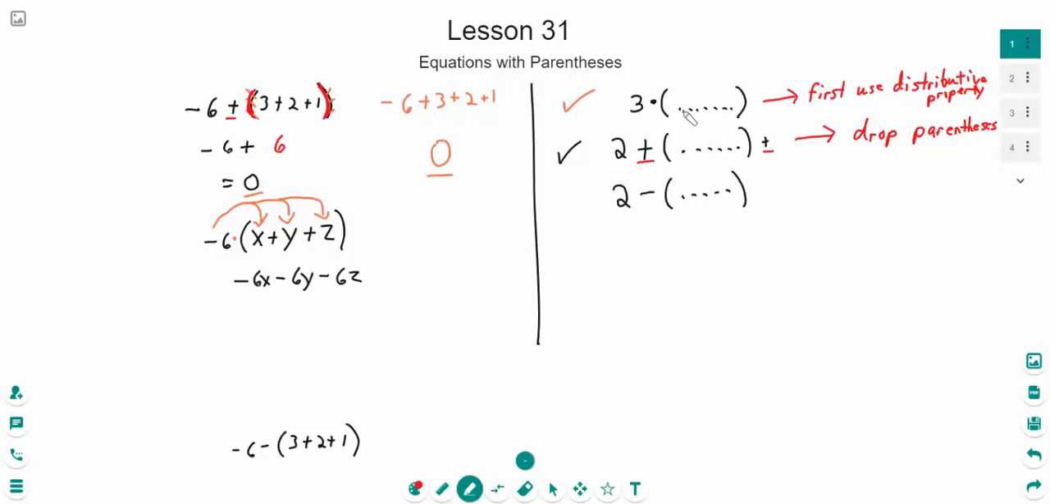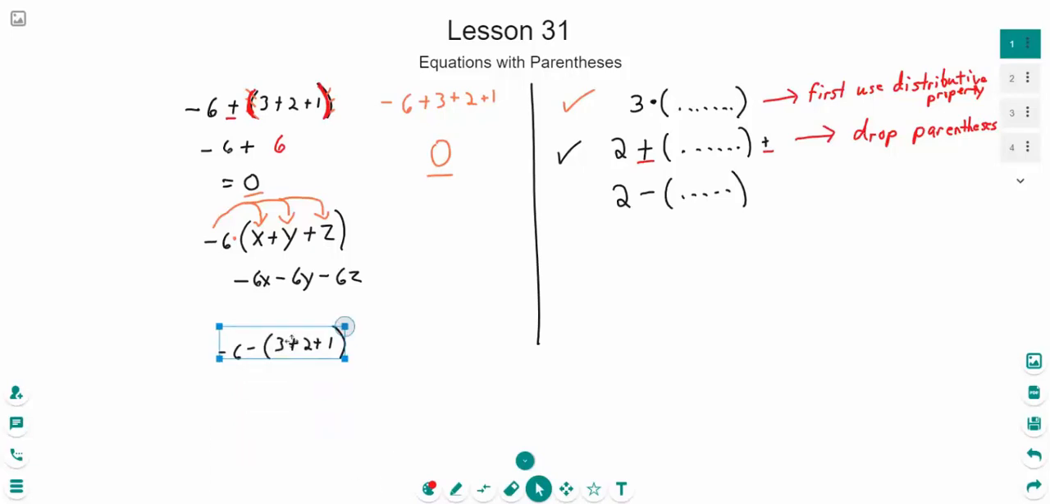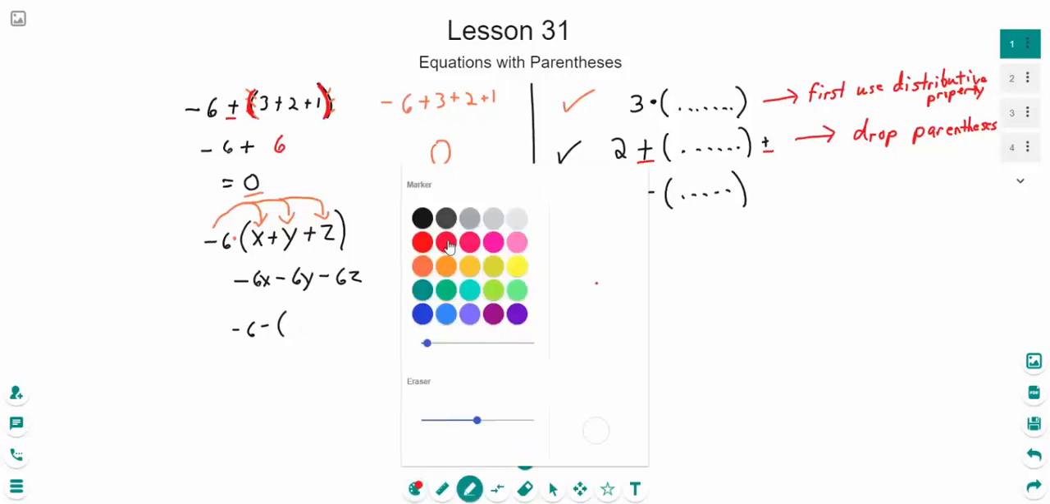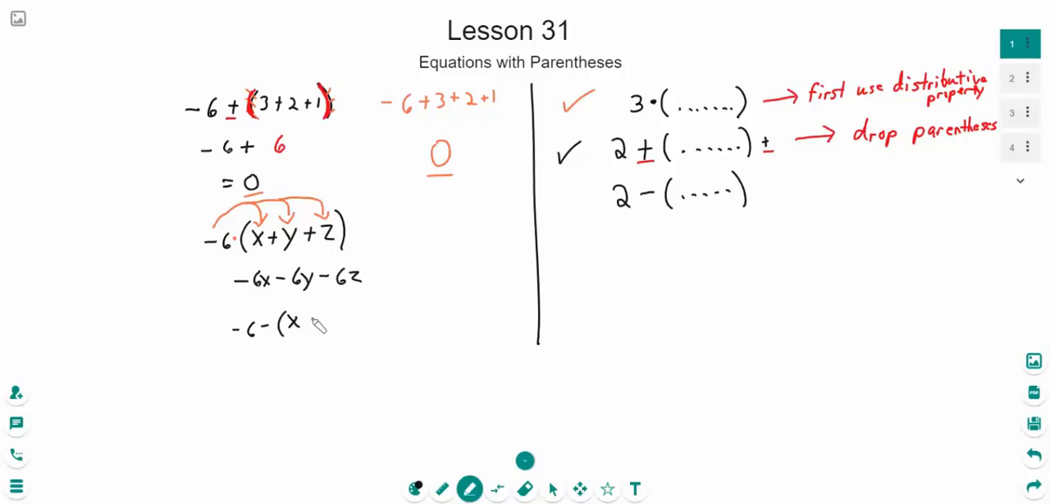Okay, the last scenario here. Let's take that one. So if I've got a problem that looks like this, and we'll pull this one up here, -6 minus parenthesis 3 plus 2 plus 1. And you know what? Again, we're going to make this an x plus y plus z. Oops. Go back to my black. All right, x plus y plus z. Okay?